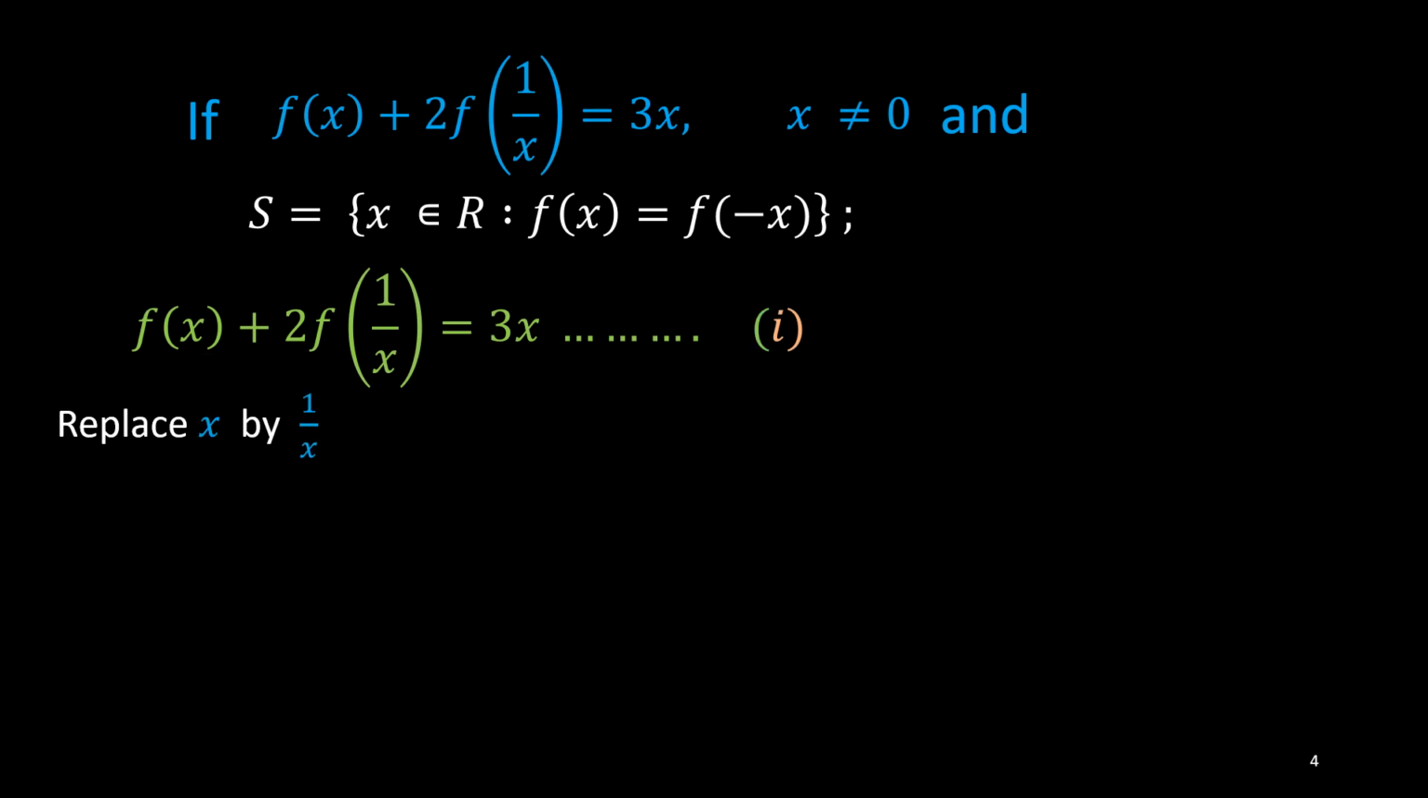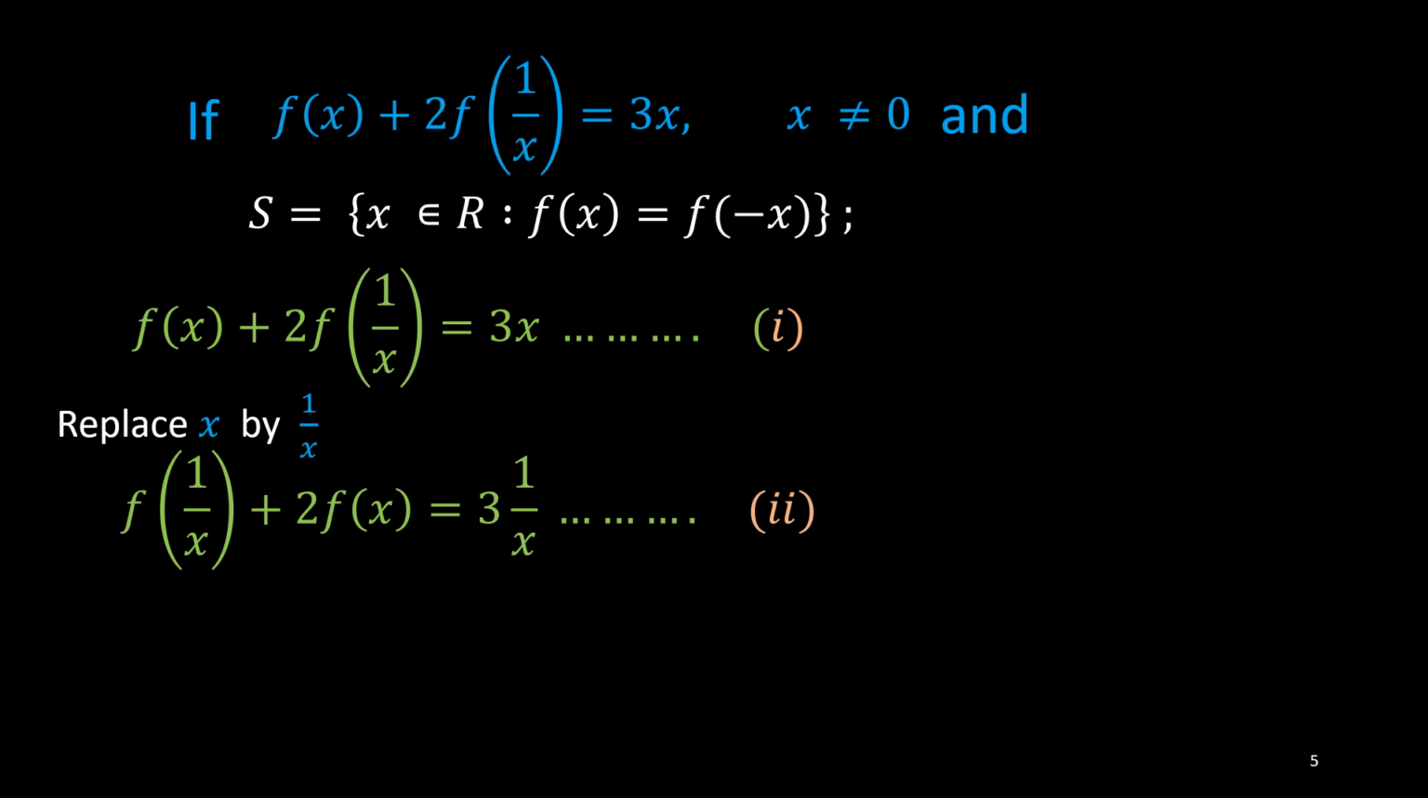So what will you do? We replace x by 1/x. What will you get? f(1/x) + 2f(x) = 3 times 1/x. This is equation number 2. So from these two we can find the expression for f(x).